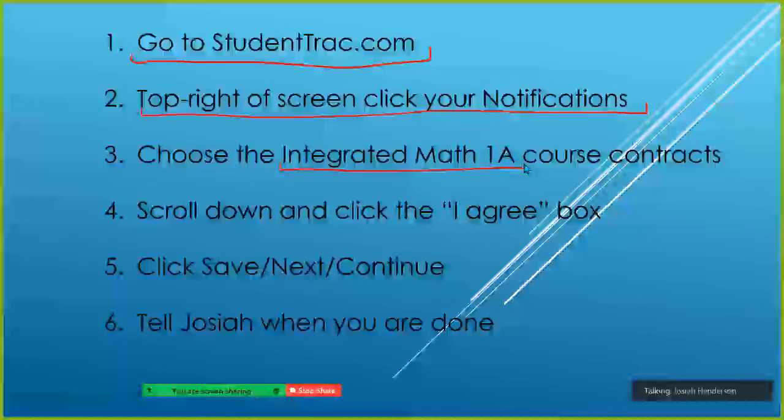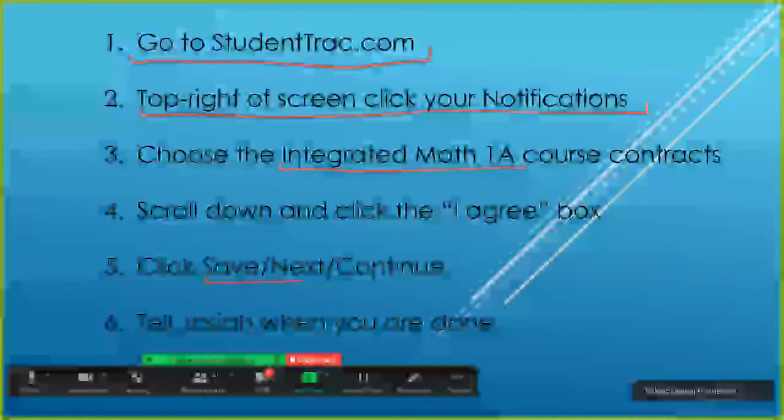So select that one. Then you're going to scroll down and click the I agree box at the bottom of the course contract. And after that, you've got to make sure to click the next or continue button or save. It's one of these. I'm not sure in the student view which word it is. And I'd like you to let me know when you're finished so I can mark you off as having completed this.